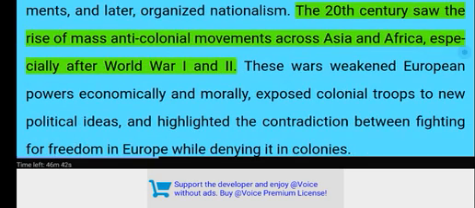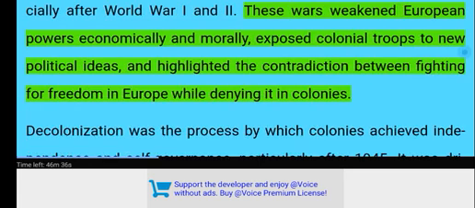The 20th century saw the rise of mass anti-colonial movements across Asia and Africa, especially after World War I and II. These wars weakened European powers economically and morally, exposed colonial troops to new political ideas, and highlighted the contradiction between fighting for freedom in Europe while denying it in colonies.